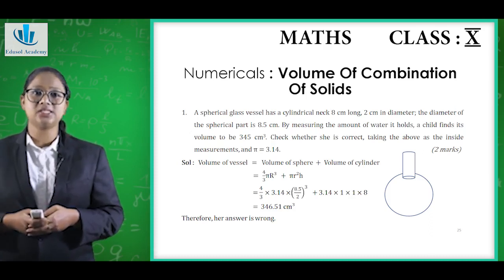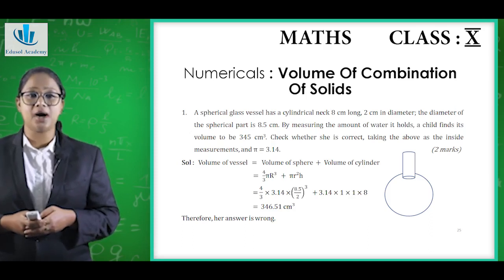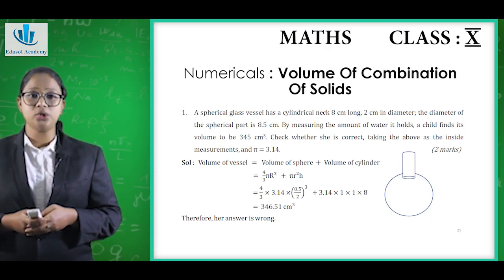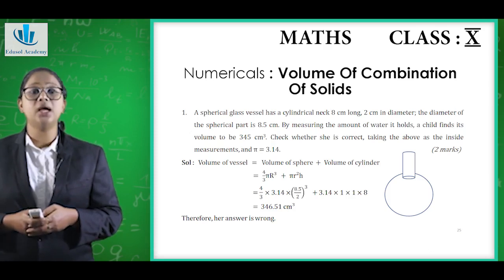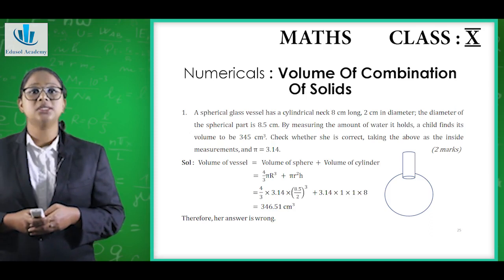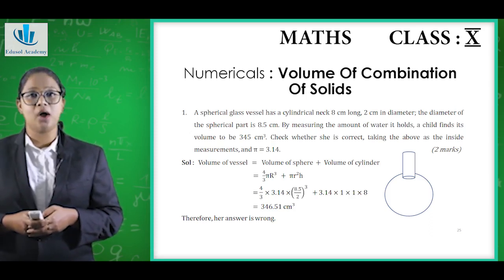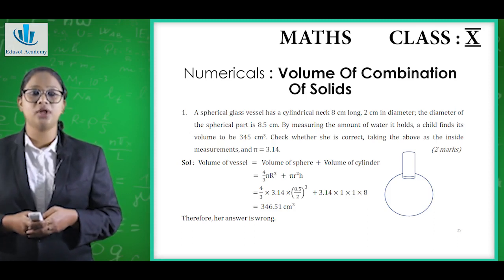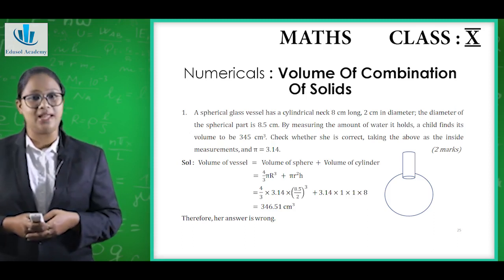A spherical glass vessel has a cylindrical neck 8 cm long, 2 cm in diameter. The diameter of the spherical part is 8.5 cm. By measuring the amount of water it holds, a child finds its volume to be 345 cm cube. Check whether she is correct, taking the above as the inside measurements, and pi is equal to 3.14.